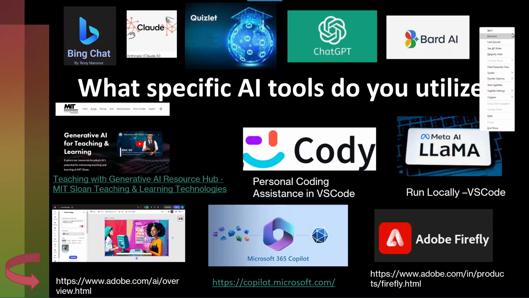Another one that I really like is Llama. Llama is run locally and it runs off of Visual Studio Code as well. What I like about it is that with most generative AIs and assistive technologies, you need to be connected to the internet. With Llama, that's not the case. You can completely use it offline and not have to do anything with the internet. That's something that I really, really like.